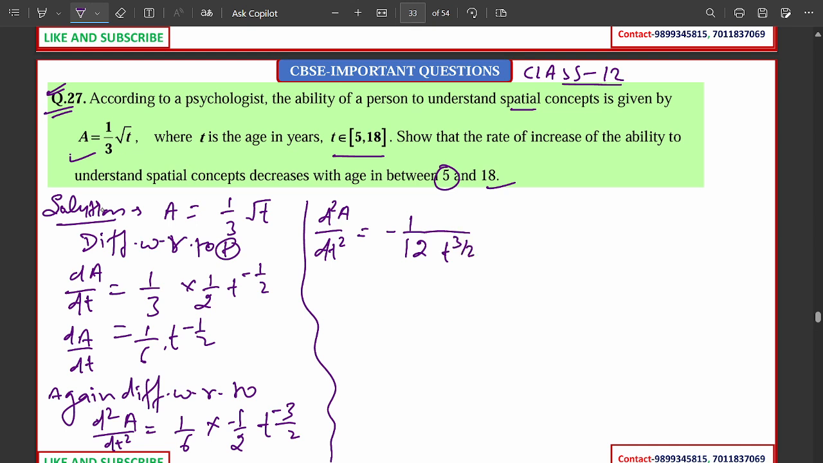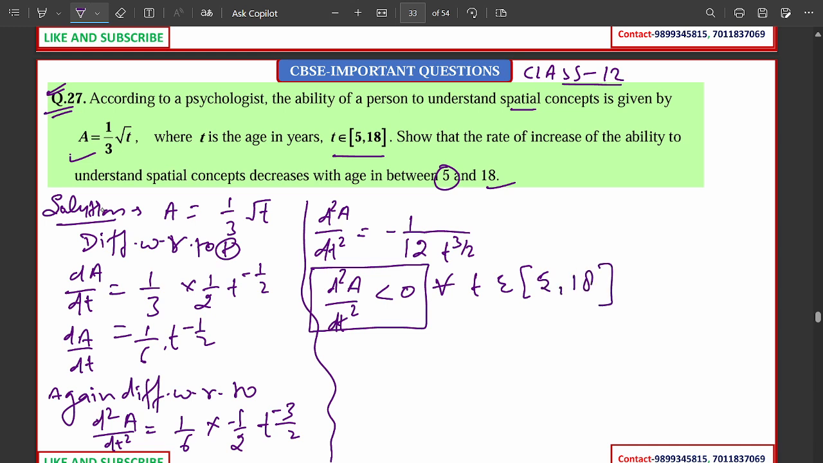So this negative sign represents that d2A over dt square is less than or equal to 0. So this relation holds for all values of t between 5 and 18.